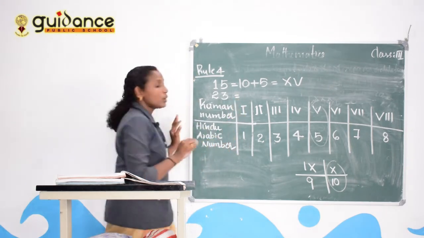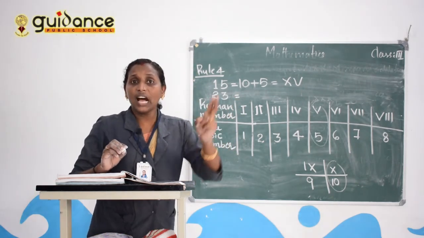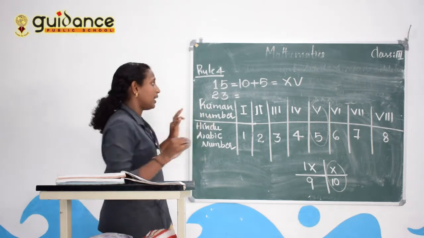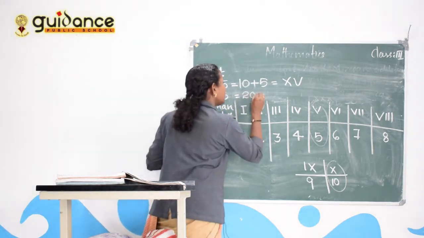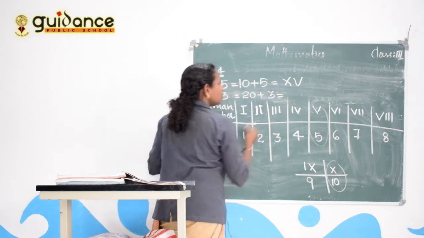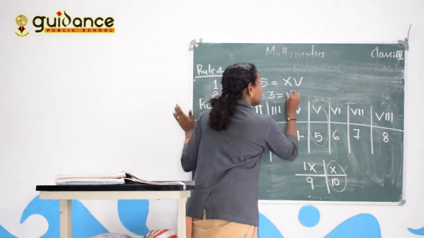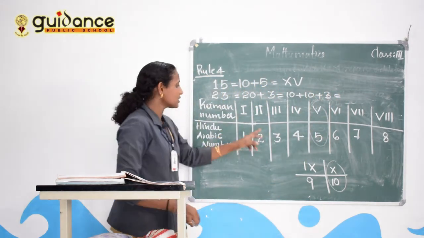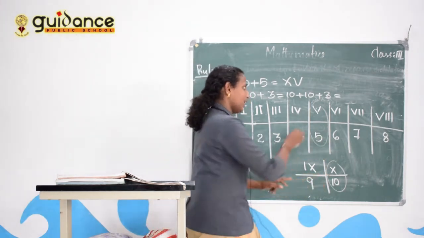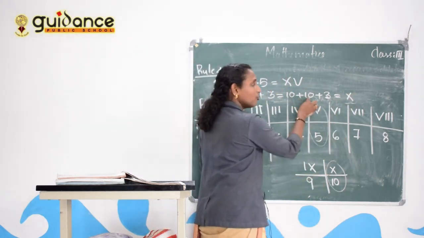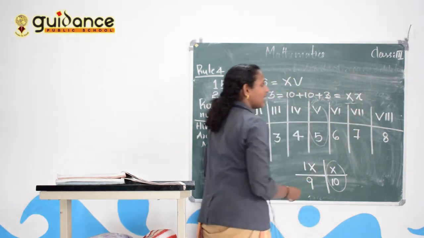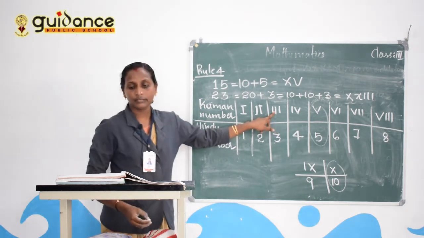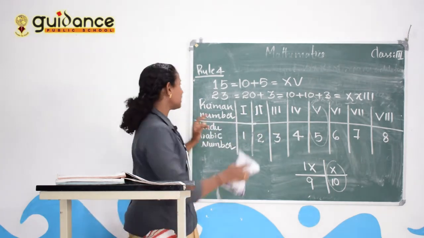23. 23 means how many tens? It has 2 tens. And how many ones? 3 ones. That means we will write 20 plus 3. 20 we will write as 10 plus 10 plus 3. What is 10? 10 is X. And again 10 is X, and we will write 3. Okay, the next.